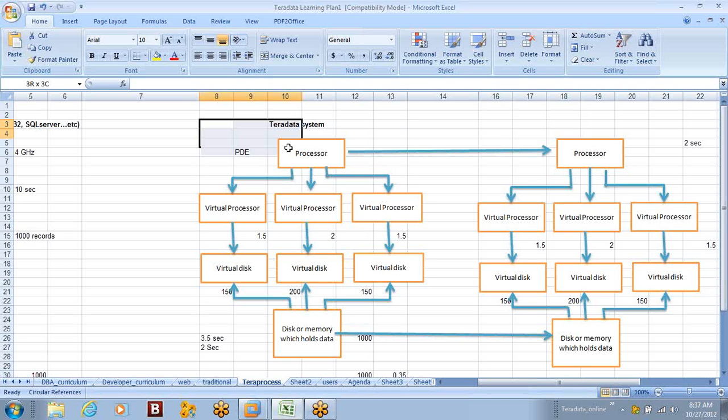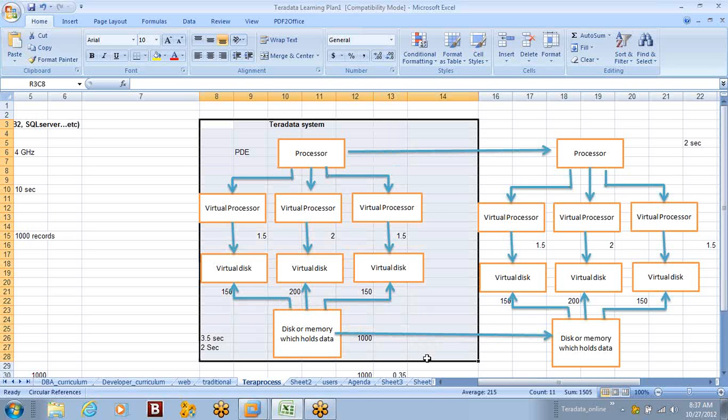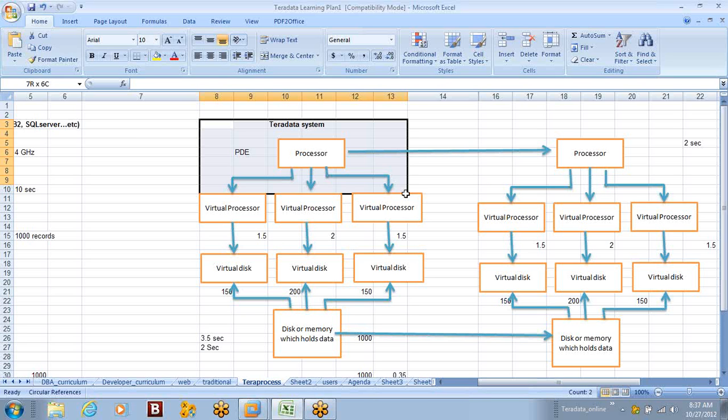Is node another word for AMPs? No, it is the node. Most of you may not know AMPs yet, so right now I'm calling them virtual processors. A node is the combination of the hardware processors, the software processors, the software disks, the hardware disks, and whatever communication channels are required for communication between these virtual components. Everything is called a node. It is not an AMP.